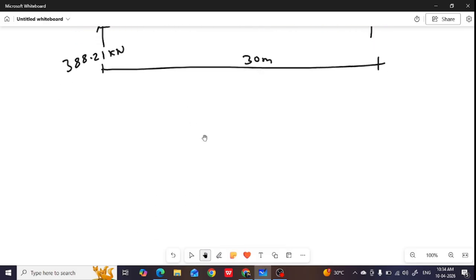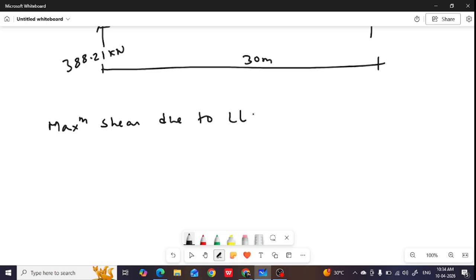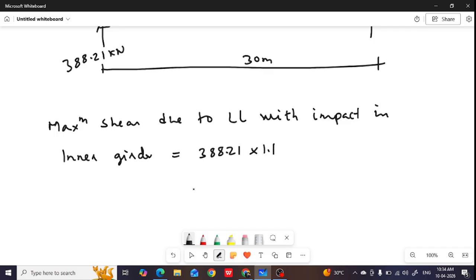And how to find maximum shear? Maximum shear due to live load with impact in the inner girder is equal to 388.21. Impact factor is 1.1, and the shear force due to live load is 427.04 kilonewton.